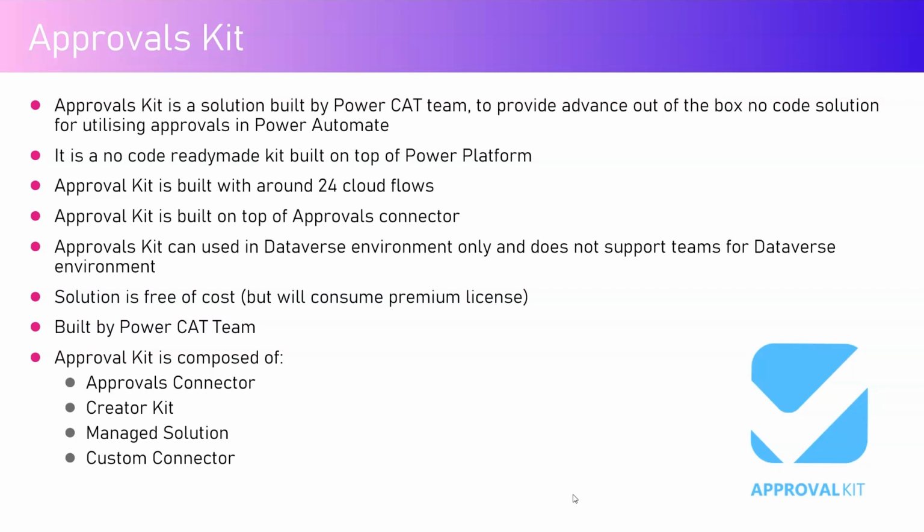Approvals Kit is composed of the Approvals connector. It consists of Creator Kit, managed solution, and custom connector. So there are a lot of prerequisites before you install Approvals Kit. You need to have approvals in place, which is by default available out of the box in Microsoft Power Automate. You just need to enable that. You need to install Creator Kit, and then there are some other prerequisites in terms of app registrations.